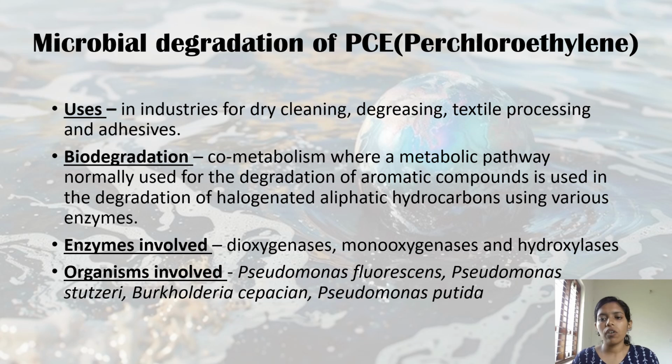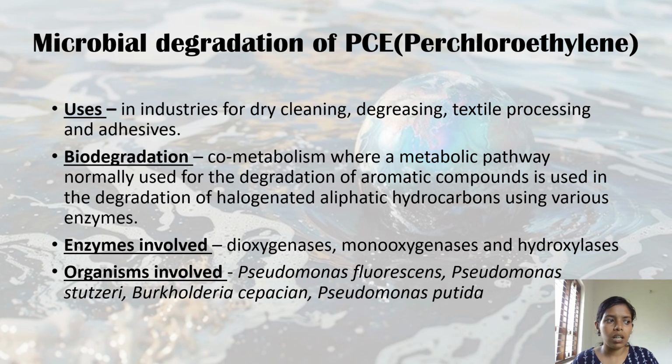Microbial degradation of perchloroethylene. Now we are looking into the degradation of specific industrial solvents. The first one is perchloroethylene. As the name suggests, it is a chlorinated industrial solvent and is used in various industries for dry cleaning, degreasing, textile processing and adhesives. Here the biodegradation of perchloroethylene is done by a mechanism called co-metabolism.